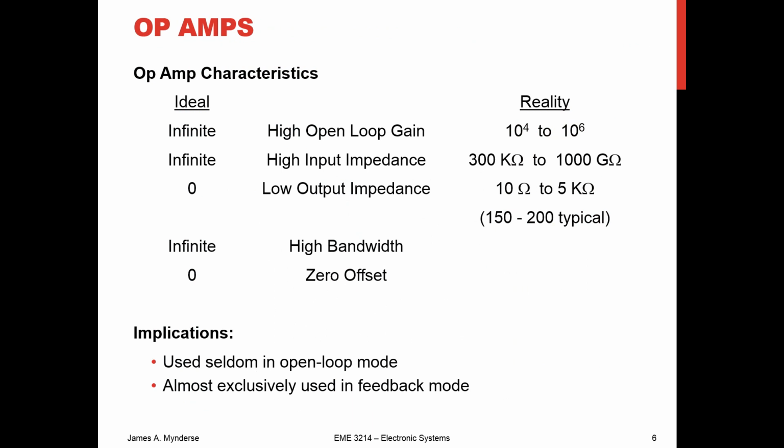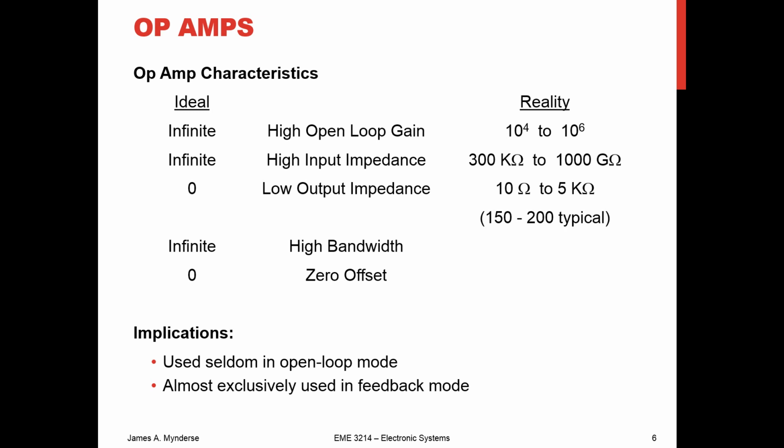When we talk about an op-amp, we make some big assumptions typically. We'll talk about the open loop gain, the G sub O, being infinite. That's not true, but it's typically 10 to the 4th to 10 to the 6th, which is a really big gain. We also talk about the input impedance, that resistor between the two inputs, being infinitely high. Well, it's not really, but it's typically on the order of 300 kilohms to 1,000 gigohms, which is really big.